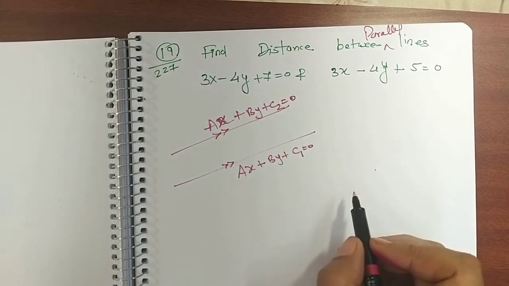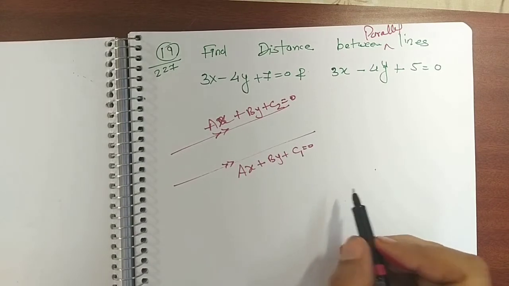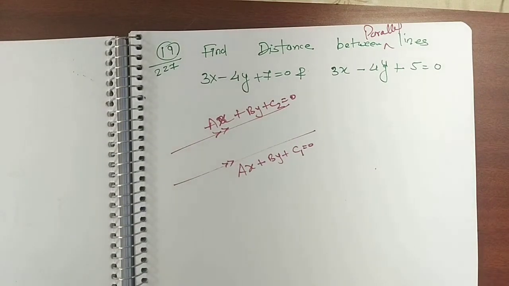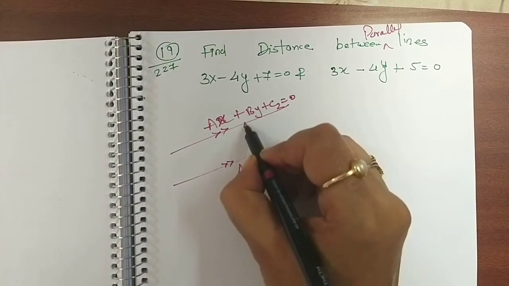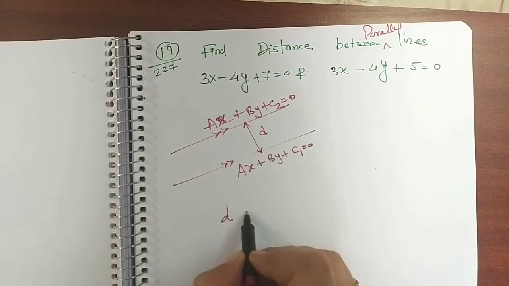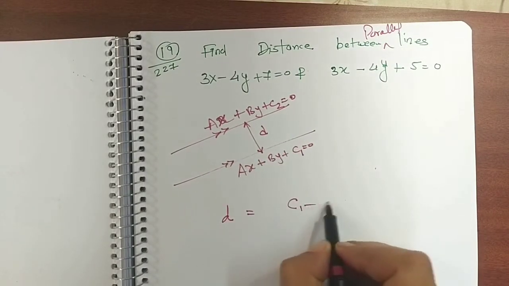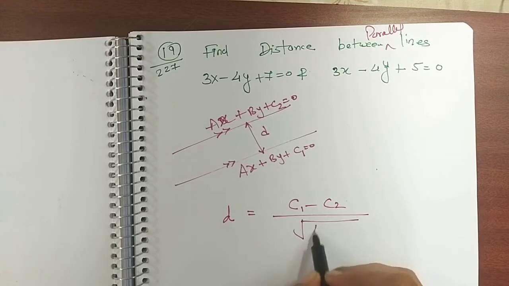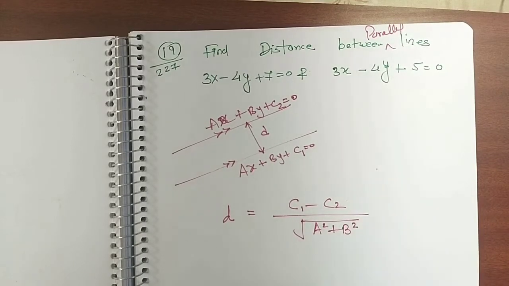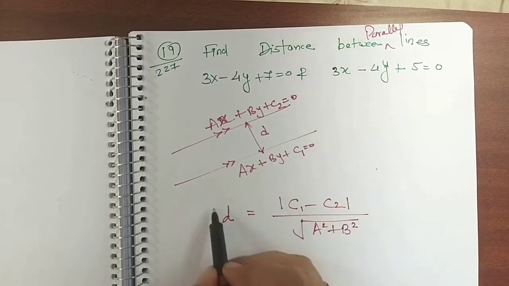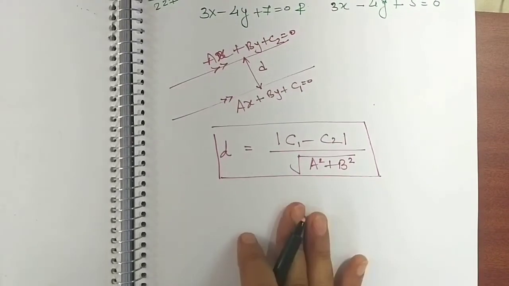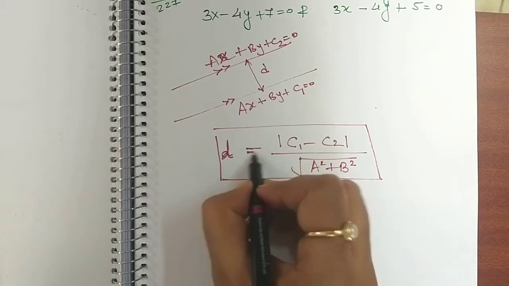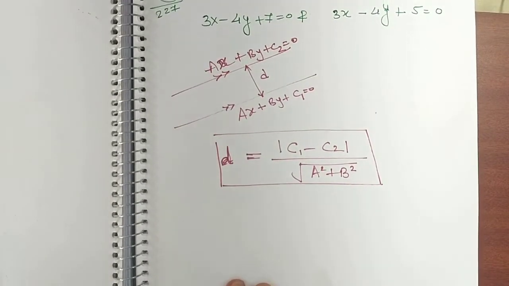So what we will do here is, if we are interested to find the distance between them, it is given by c1 minus c2 by root of a square plus b square, and this is taken as mod. Please write down this formula. These formulas are very important. Based on this, you might get a direct question.